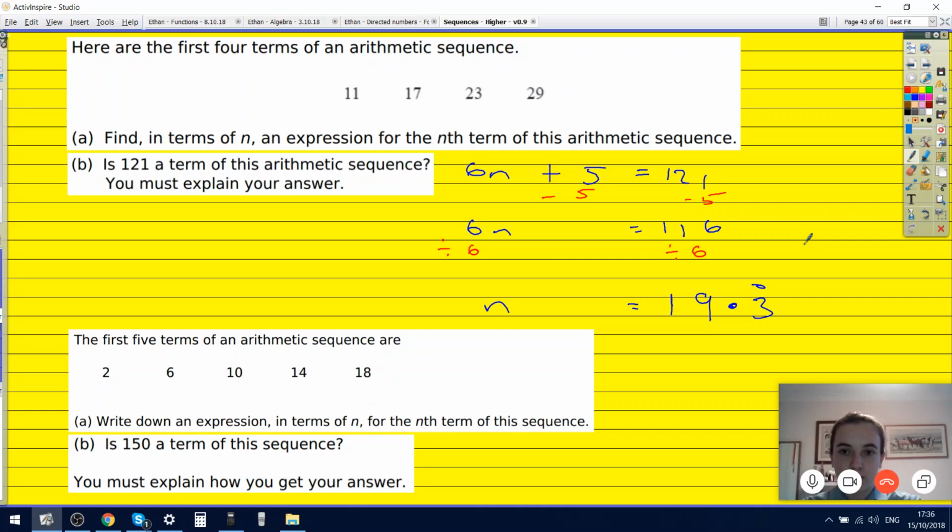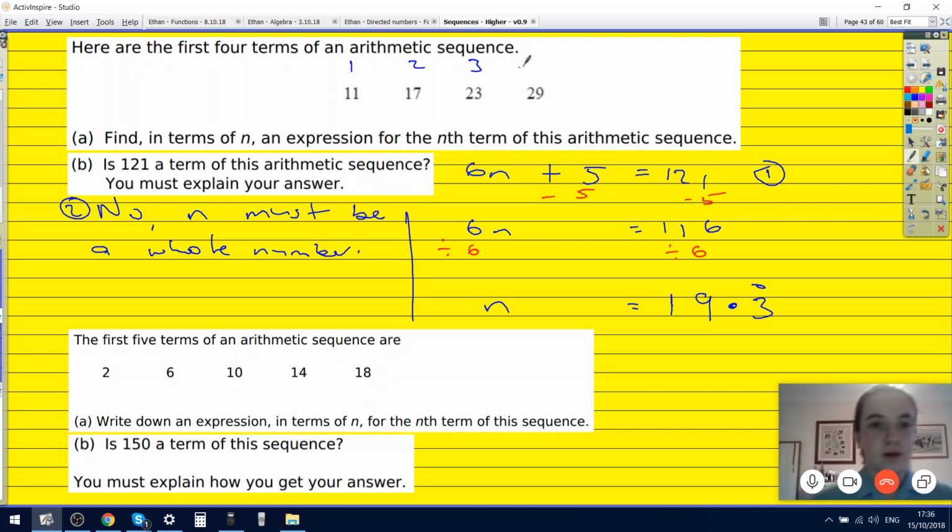So is 121 a term in this arithmetic sequence? No, because you can't have 19.3 recurring. N must be a whole number, an integer. And if you look at the sequence, term 1, term 2, term 3, term 4, you can't have a term 1.5. There's no term 1.5.